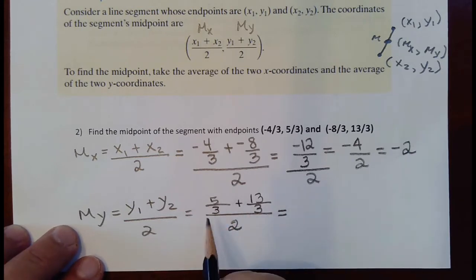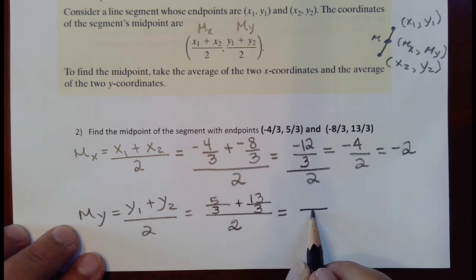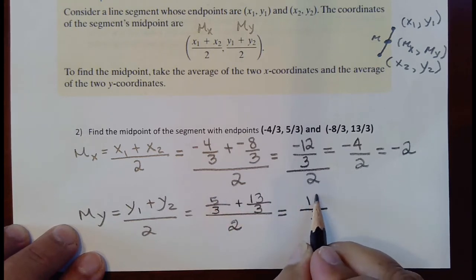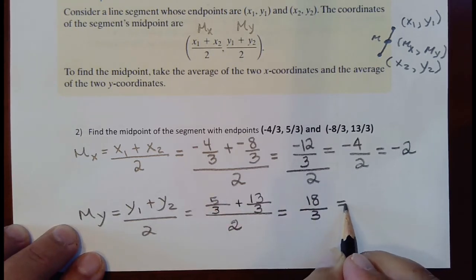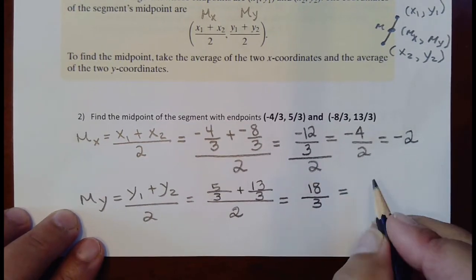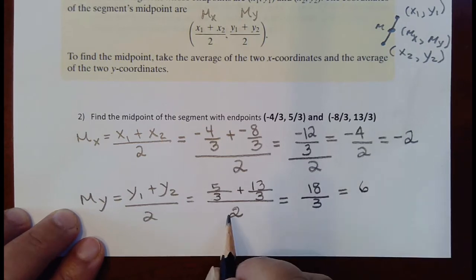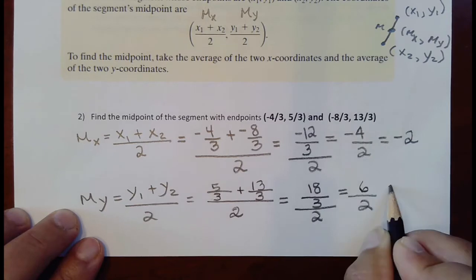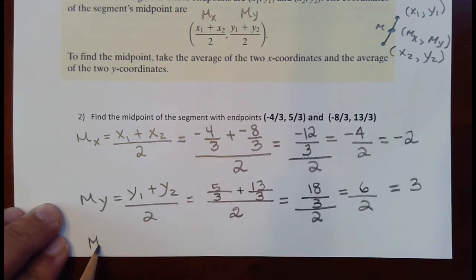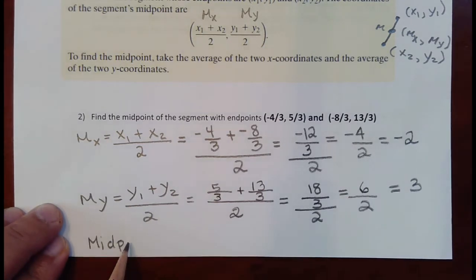Keep working on that top because you can still reduce it. So 18 divided by 3 is 6. Then bring that denominator of 2 all the way over, and 6 divided by 2 ends up being 3. So in the end, the midpoint with both coordinates collected together in the form of a point would be x is -2, while the y is 3. Plus we got to brush up a little bit on our fractions.